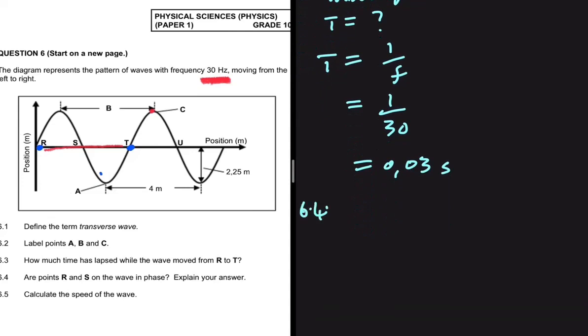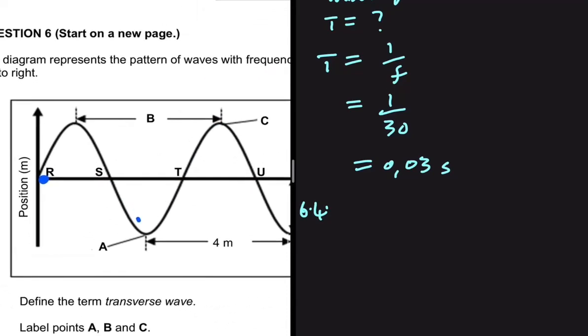Are points R and S on the wave in phase? Explain your answer. Let's look at R and S. R is right here, and S is right here. A lot of people will say that R and S are in phase, but that is actually not the case. They are not in phase. So the answer is no here. Let me tell you why the answer is no.